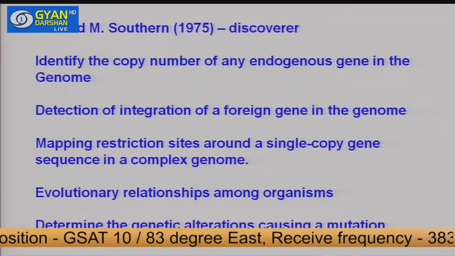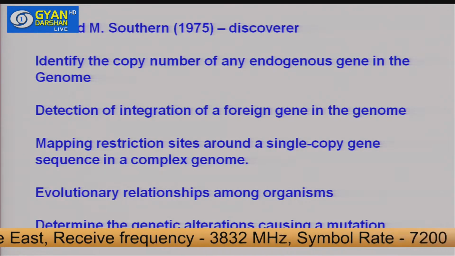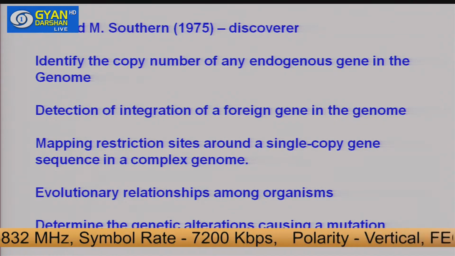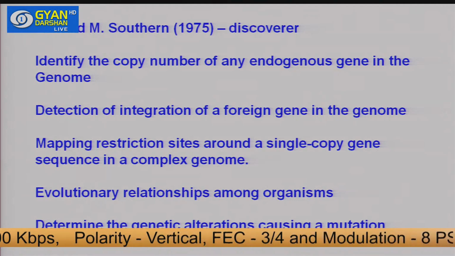Now first is southern blotting. This is a technique which was given by Edward M. Southern in 1975. He was the discoverer of this technique, and after his name, it is also known as southern blot or southern blotting. Now, what do you essentially do in southern blotting? Once you have generated a transgenic plant, you need to isolate the genomic DNA from the transgenic plant. Before that, let's see what the utilities of southern blotting are.